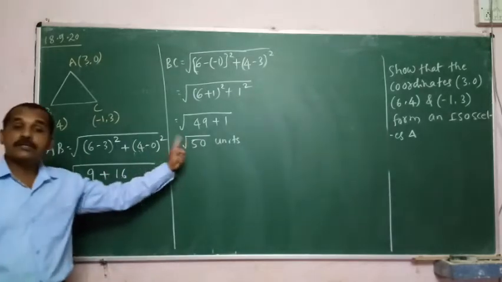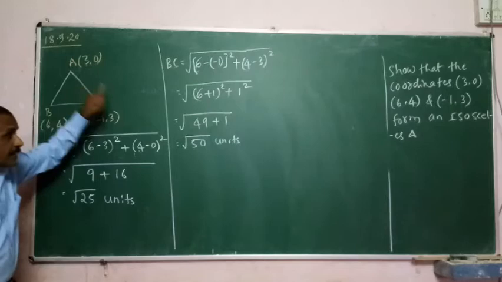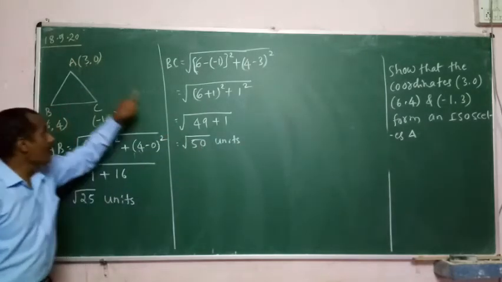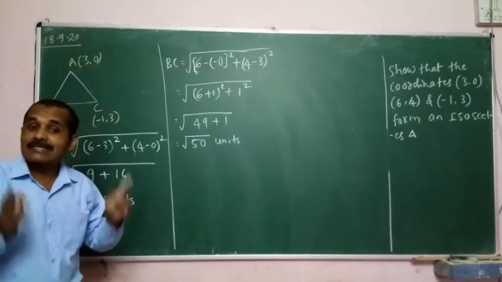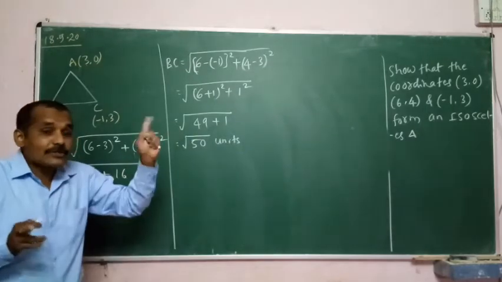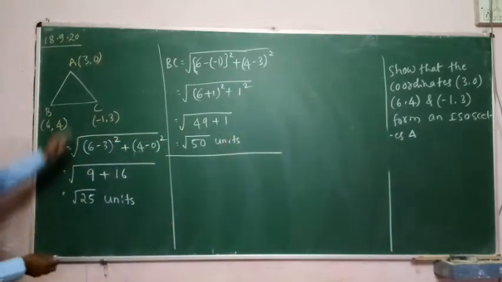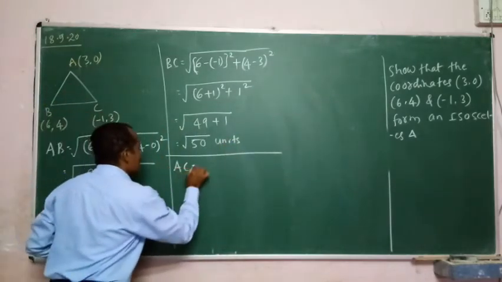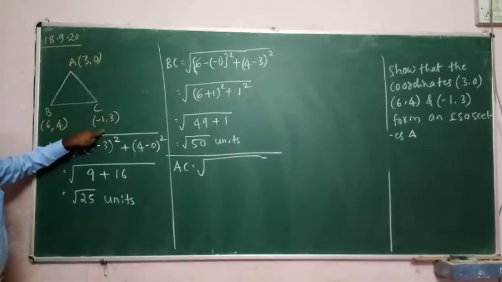Oh, they are different. That means this must be either root 50 or under root 25. Then only I can say it is an isosceles triangle. Let me find the length of AC. This minus this or this minus this, anyway you can do it.